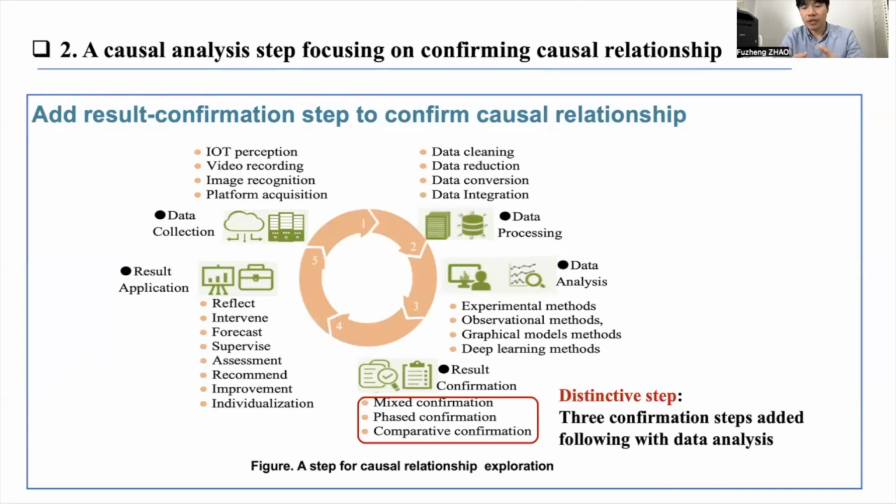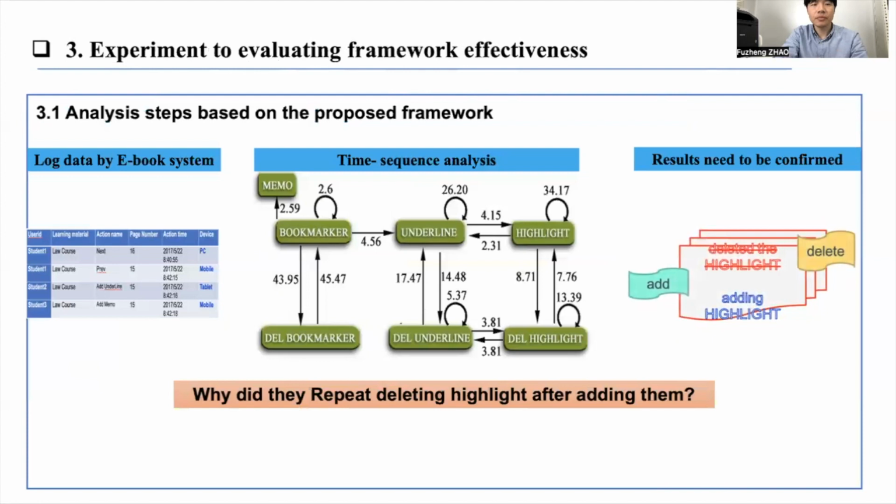The step consists of three confirmation steps, for example, the fixed confirmation, the fixed confirmation, and the comparative confirmation. Now, I proposed a results confirmation framework to guide the causal relationship analysis. So I want to evaluate the effectiveness of our framework.